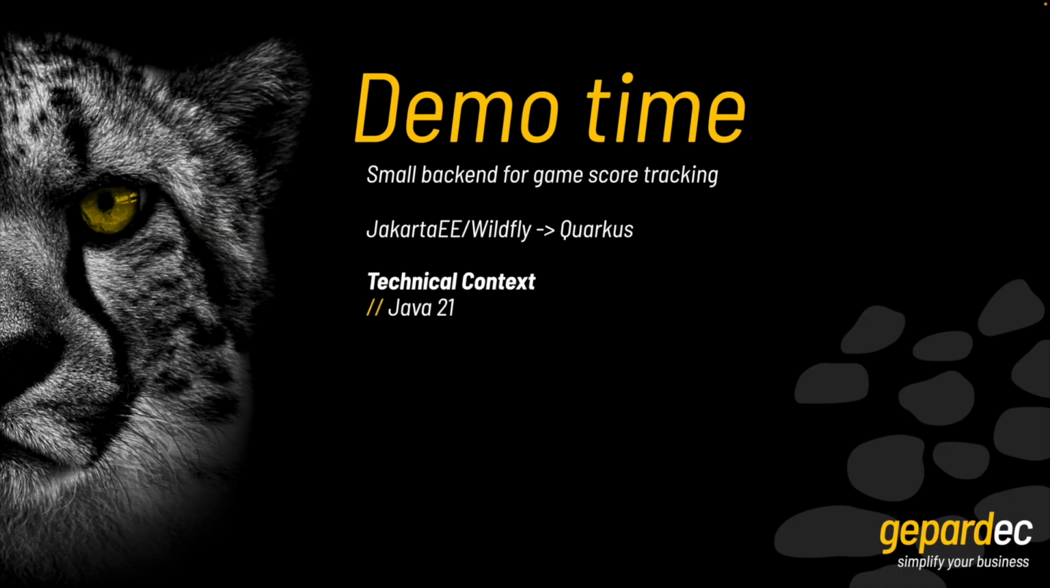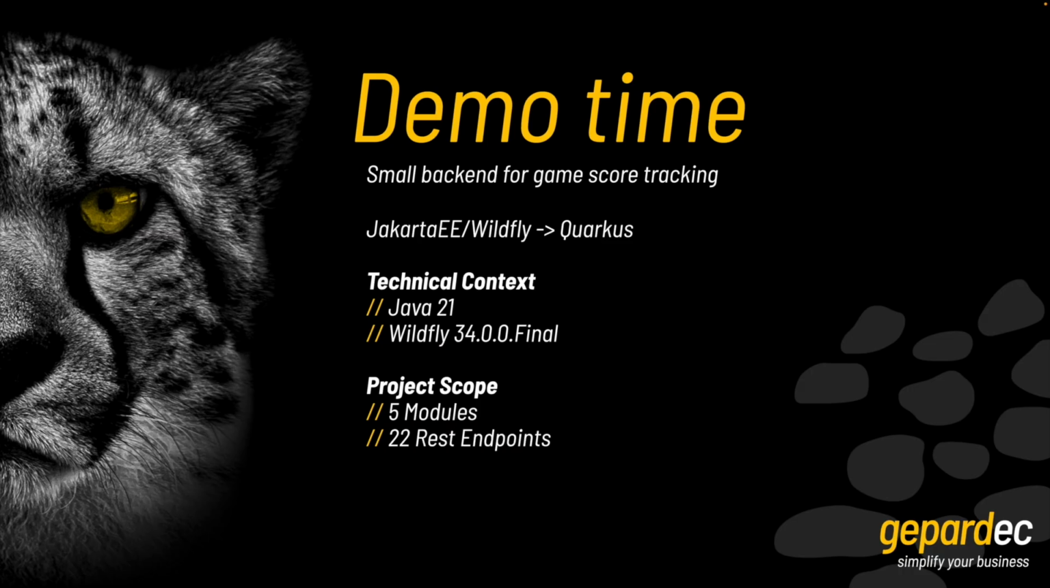Some technical context: Java 21 is used, and we used WildFly 34. As for the project scope, as I said, it's quite a small application. It has 5 modules, one of which only packages the WAR file and puts things together. There are 22 REST endpoints and about 1.5K lines of code, so quite a small one.